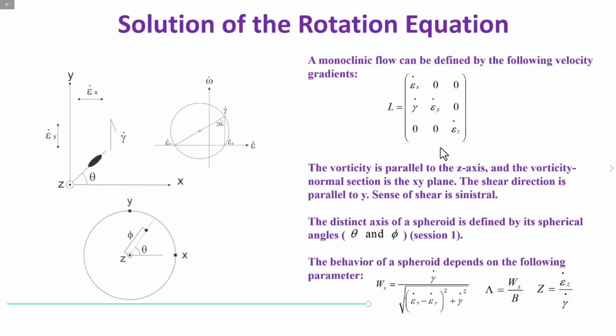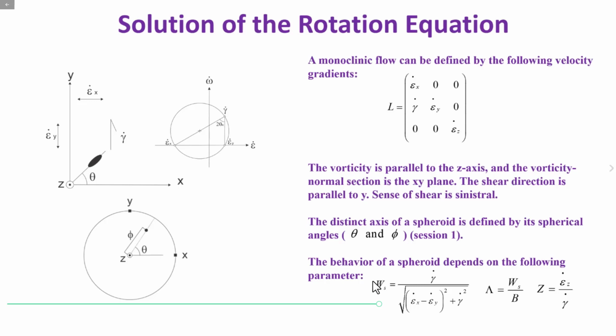Imagine that we define the flow in the coordinate system XYZ here. Imagine a shear zone-like environment. So the shear plane is parallel to the y-axis. The strain rates parallel to the x-axis, y-axis, z-axis are here. So this flow field has monoclinic symmetry. And this flow field can be simplified by using three dimensionless numbers.